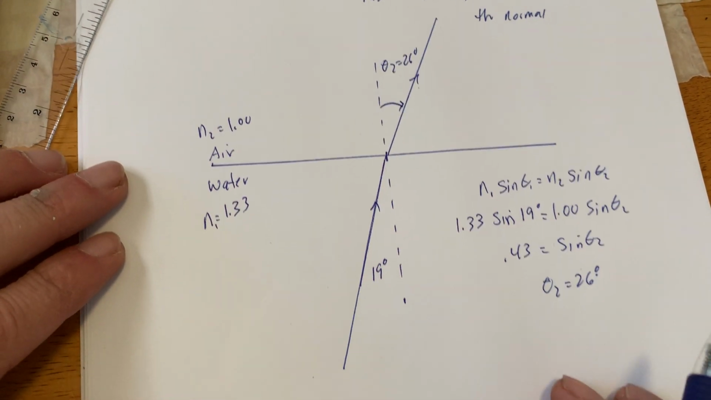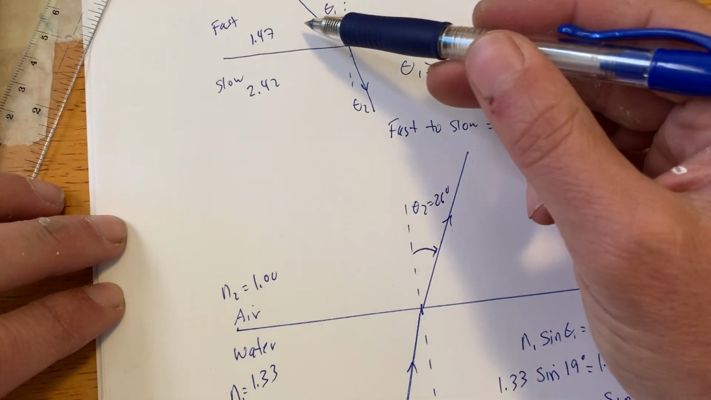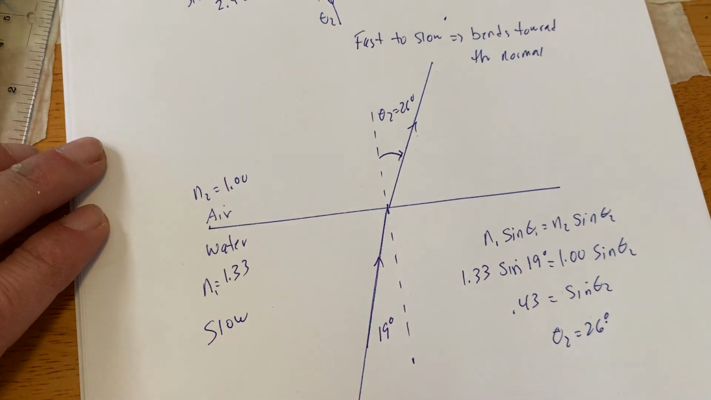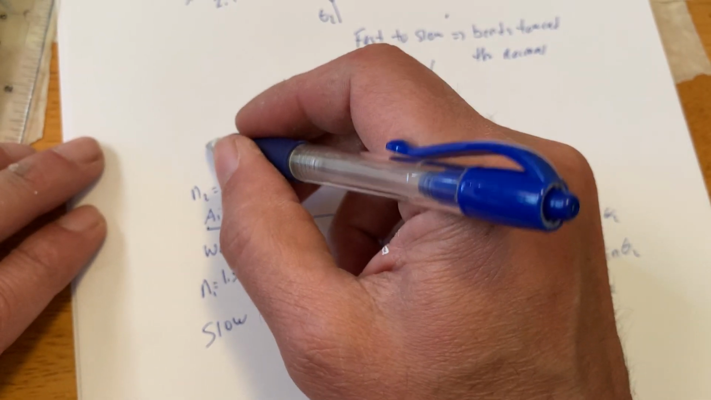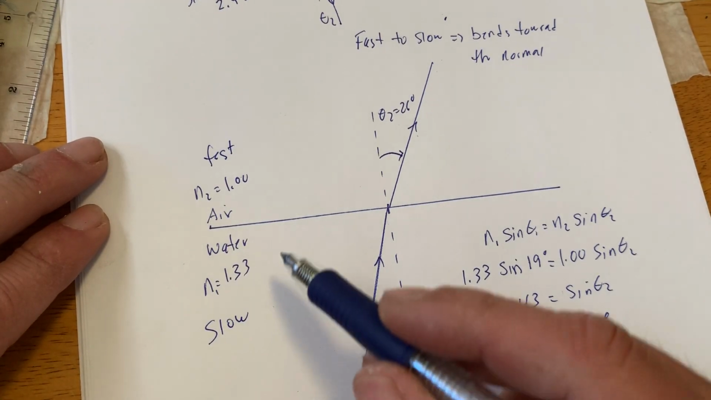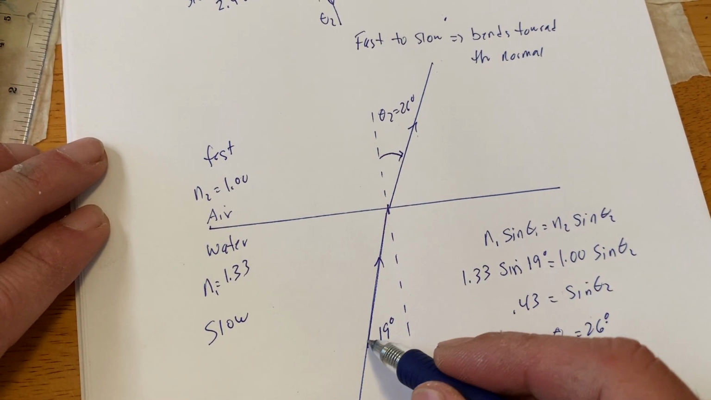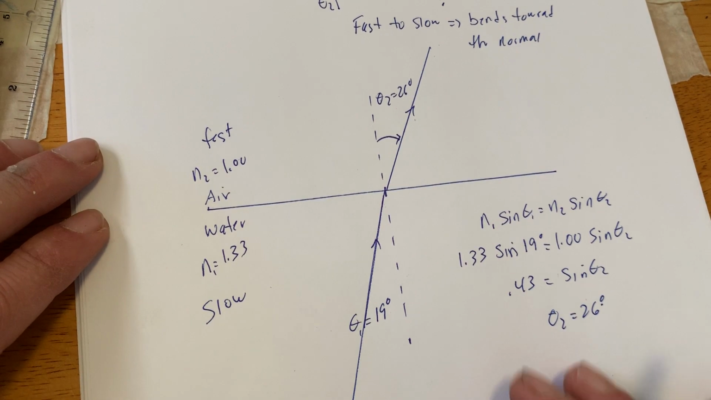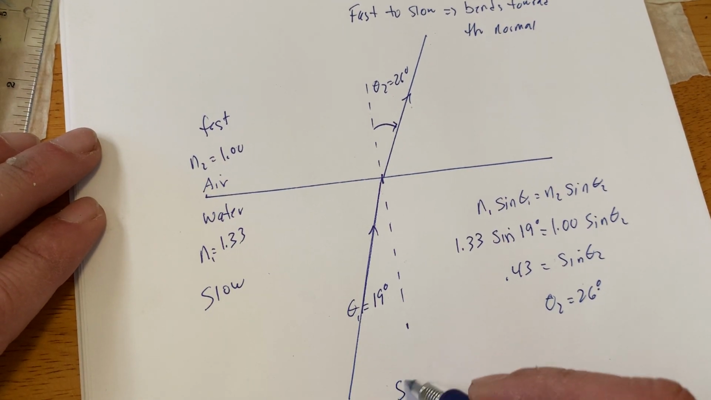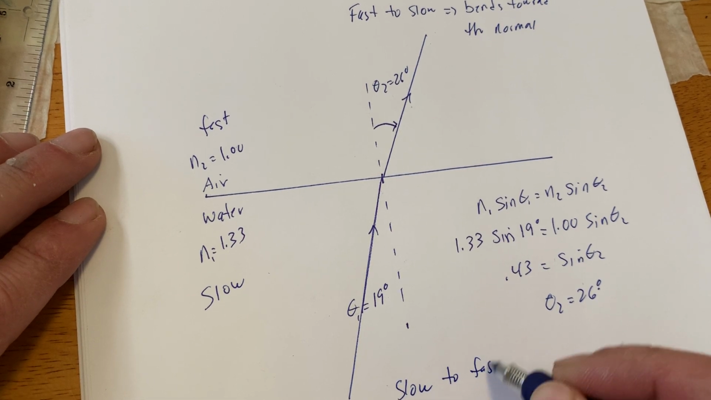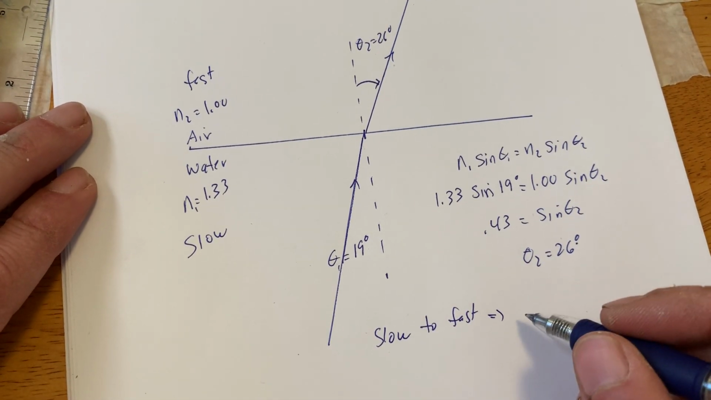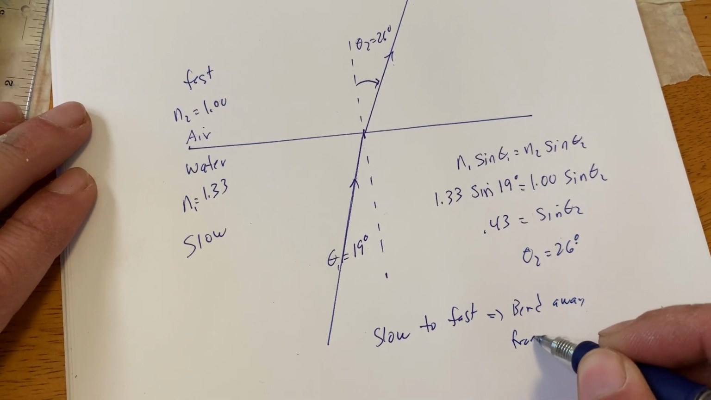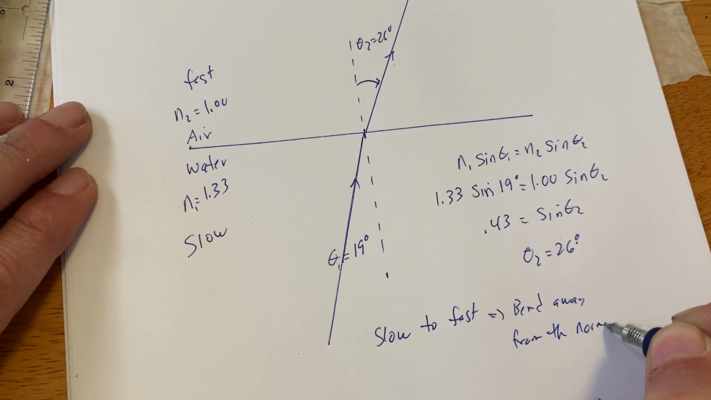Let's compare a couple of things. Up here, I went from fast to slow. This one here, I'm starting in slow, and I'm going to fast. So when I go from slow to fast, my angle of refraction got bigger. In this particular case, I went from slow to fast. What happens here? We bend which way? Away from the normal.